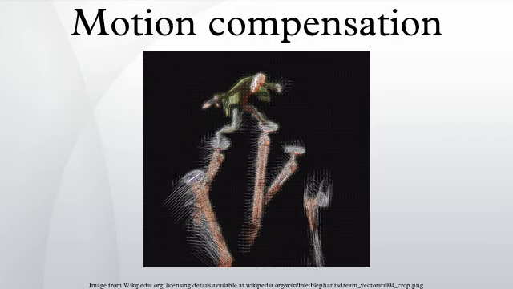Motion compensation is an algorithmic technique used to predict a frame in a video, given the previous and/or future frames by accounting for motion of the camera and/or objects in the video. It is employed in the encoding of video data for video compression, for example in the generation of MPEG-2 files.